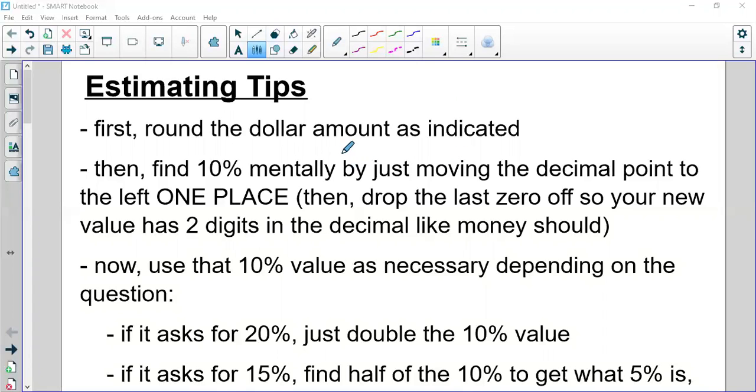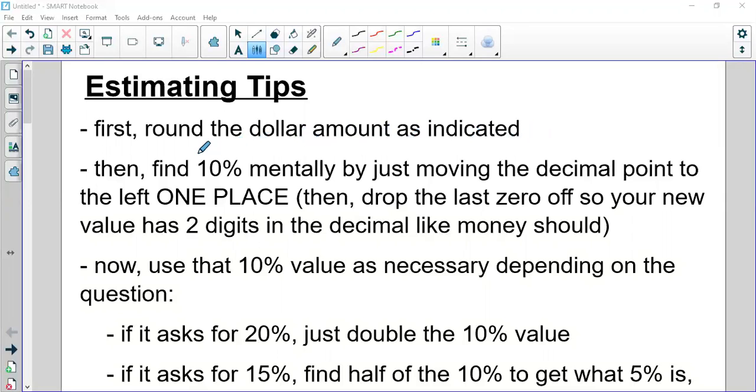Based on this skill, the first thing you're going to do, and you're going to do this mentally for the most part, though you might have to use a calculator a little bit depending on how complicated the numbers get, is round the dollar amount. I'm going to show you how to do it mentally. The problem is going to indicate what to round it to. It's either going to say round to the nearest dollar or the nearest $10. So I'll show you both of those.